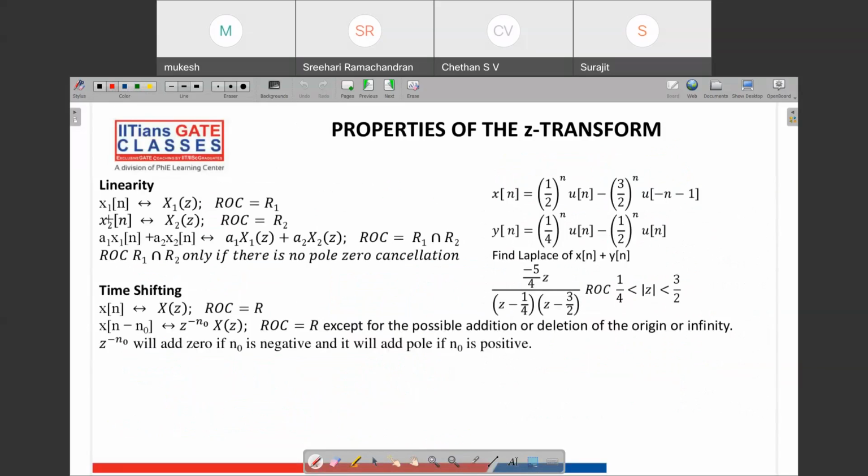So first is linearity. You have two signals. The first signal has X1(z) as its Z transform, and the second signal has X2(z). If you take a linear combination of these time domain signals, the Z domain signal will also be the same linear combination. The second property is time shifting. When you do time shifting in the time domain, in the Z domain you will be multiplying by z to the power minus n naught.